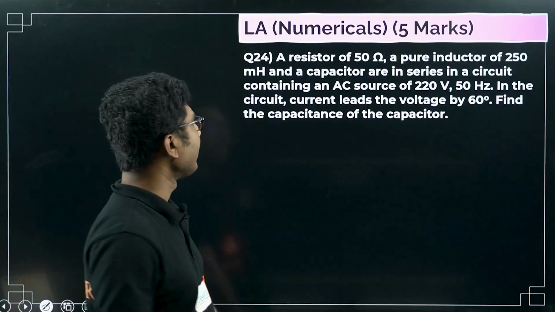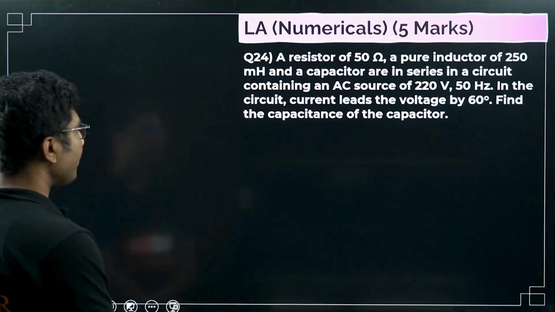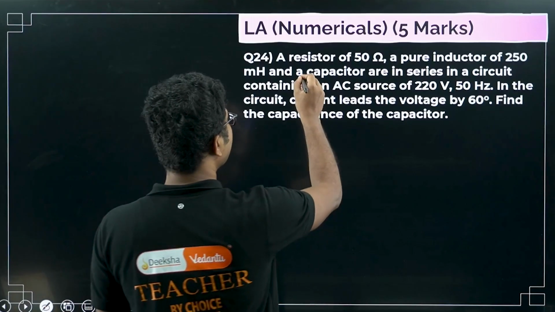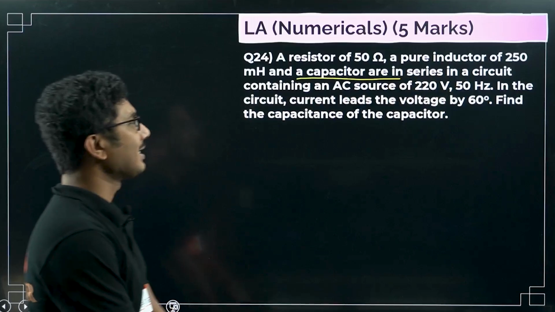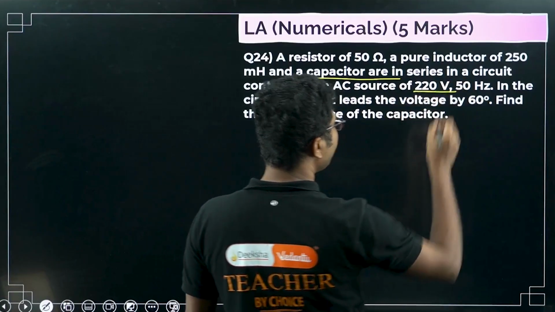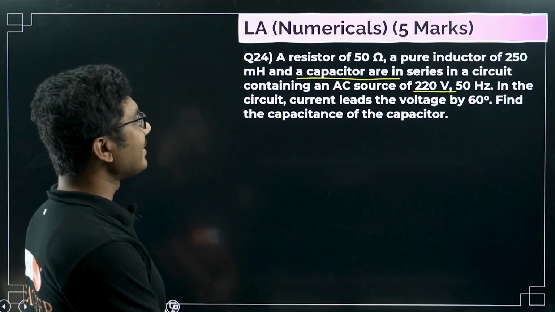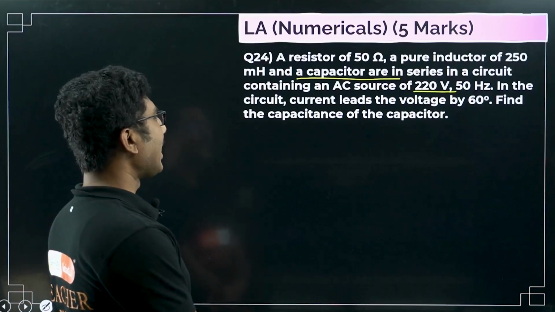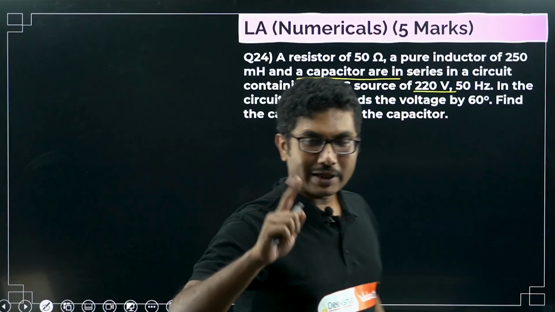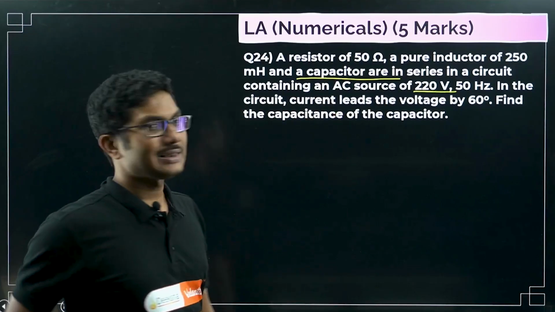Next, question number 24. A resistor of 50 ohm, a pure inductor of 250 millihenry and a capacitor are connected in series in a circuit containing an AC source of 220 volt and 50 hertz. They have not mentioned the capacitance. In the circuit, current leads the voltage by 60 degrees. Find the capacitance of the capacitor. This is also a little complicated question, but only a one part question. Generally from this chapter, one part questions are very rare, but this question came as only one part.